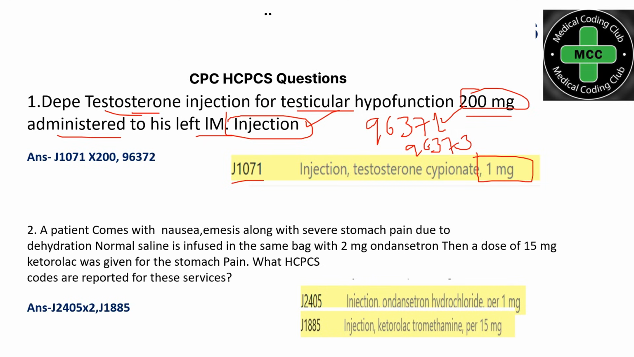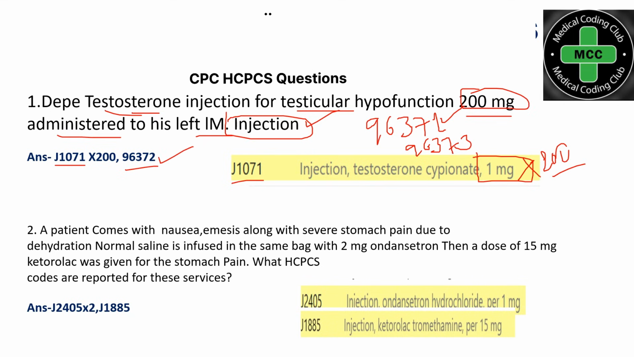Here they have given 200 mg, which means you should give units 200. So the correct answer is J1071 with units 200 and 96372. If you get this question, make sure you are selecting this as your answer.